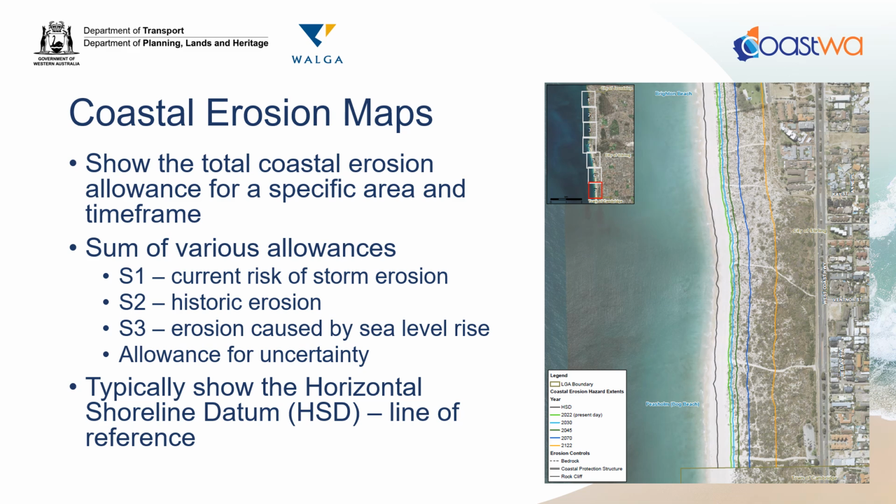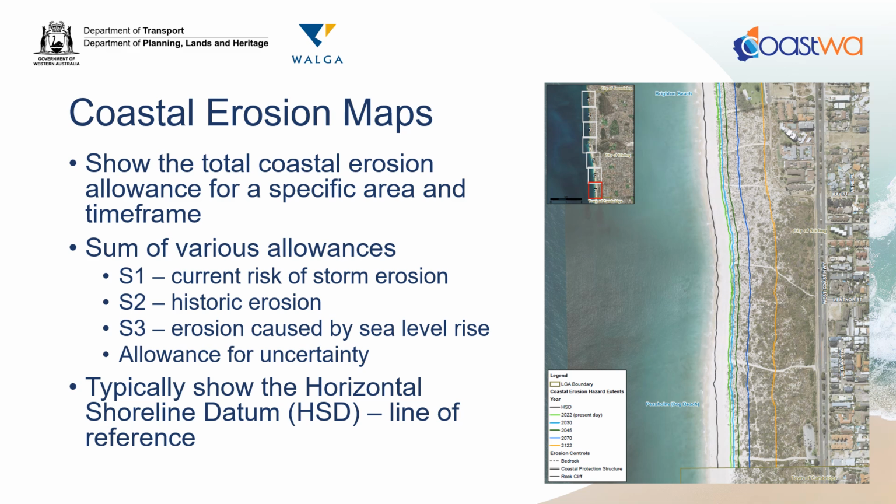And then there's an allowance for uncertainty on top of that, because as with everything, particularly around the coastline, we don't know everything. We don't know exactly how things are going to respond. So you have to incorporate an allowance for uncertainty just to make sure there's no undue risk. So these allowances are summed together, and then they're typically measured in a landward direction from what's termed the horizontal shoreline datum, which is essentially the line of reference.